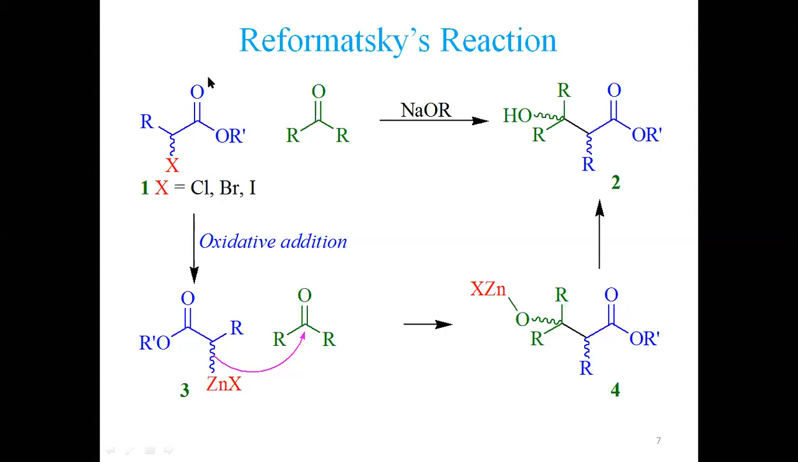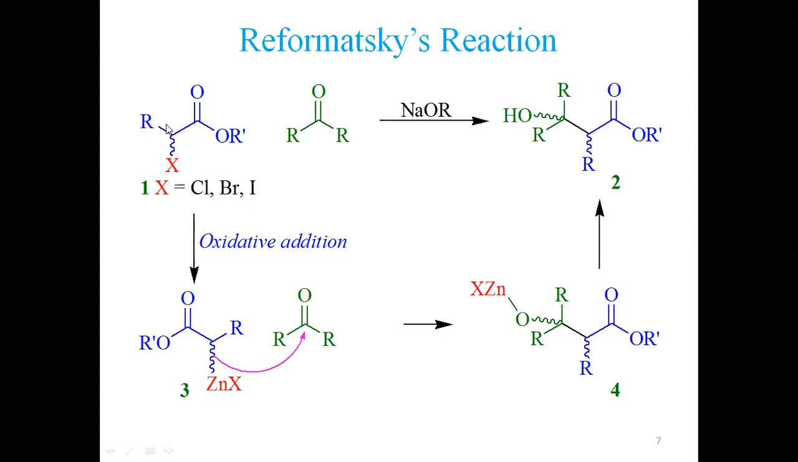Now how did he synthesize this alpha halo ester? First, if we are reacting this with a base, the base shall pick up a proton from the enol form, generating an enolate. Enolate is reacted with an electrophile. Here the electrophile is a chlorine molecule, bromine molecule, or iodine molecule. X leaves with an electron pair, and this carbon donates one electron pair to this X. X may be chlorine, bromine, or iodine.